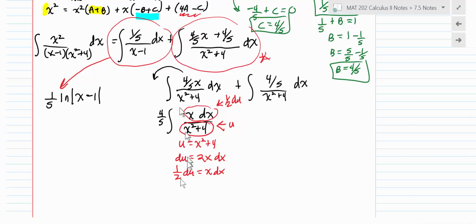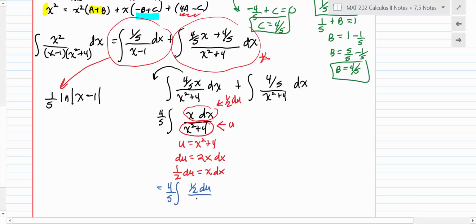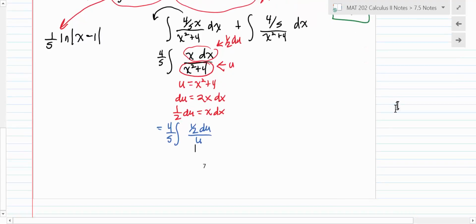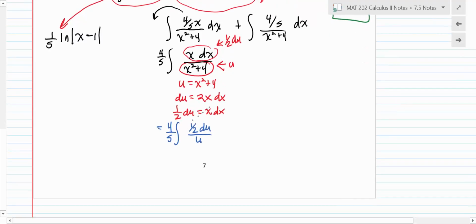Okay, so what I'm going to have left with this is I'm going to have 4/5 times the integral of 1/2 du over u like that. Okay, now what you can do with this one is you can bring the half out. So if you multiply 4/5 times the constant 1/2, you're going to have 4/10, which does reduce. And then what's the value of that integral going to be? ln of u, right? Okay, that's 1 over u, integral of 1 over u is ln.